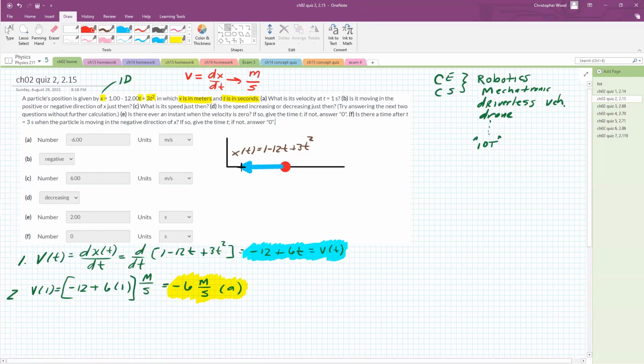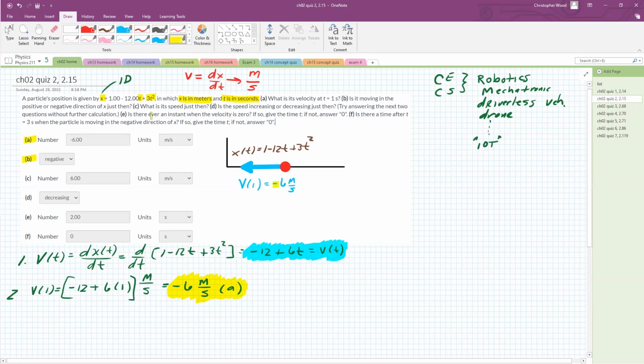Ready, set, go. There it is. This is velocity at 1 second equals -6 meters per second. So that's what that minus sign is telling you, saying, hey, your magnitude is 6, but your direction is in the negative X direction. Okay. So that's the answer to B. So we're done with part A, done with part B.